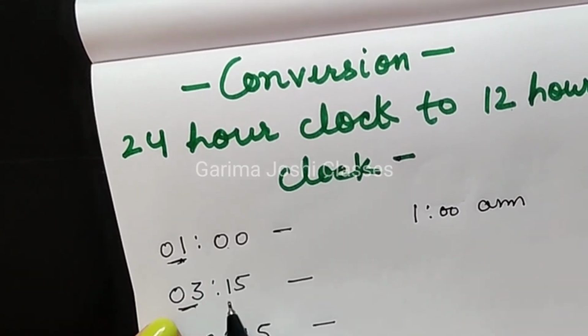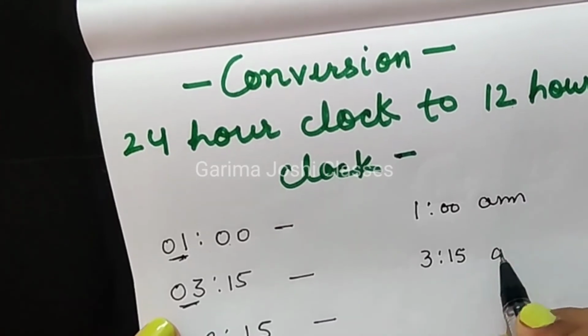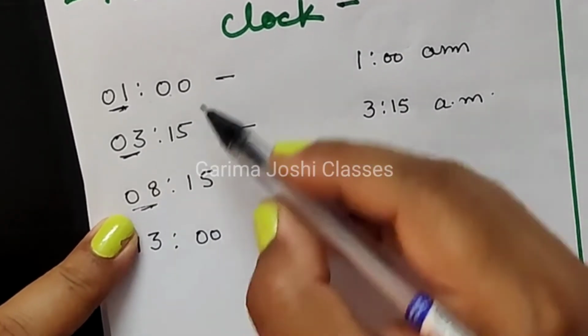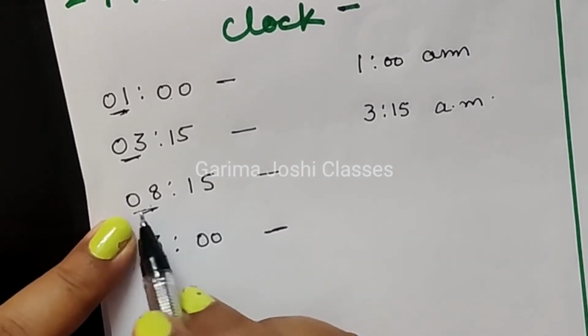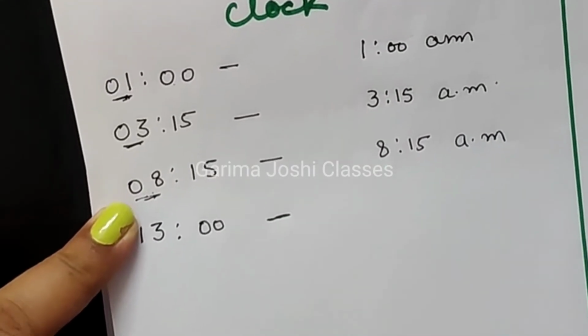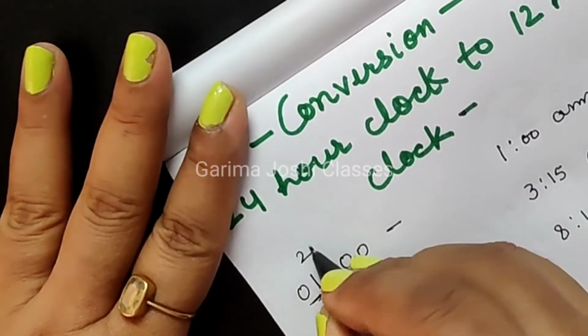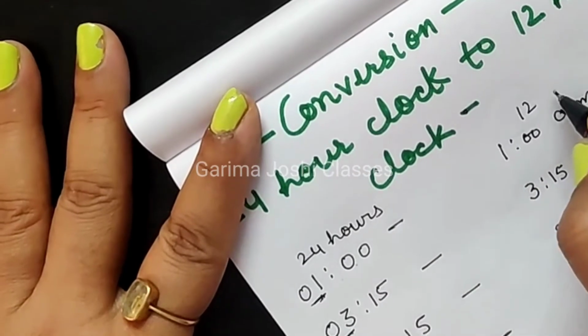Now here 3:15 will become 3:15 a.m. 8:15, again 8. Don't see the minute part, see only the hour part. 8 is again lesser than 12. It is as it is in both the clocks. Meaning till 12 both the clocks will be the same. This is 24 hours. This is 12-hour clocks.